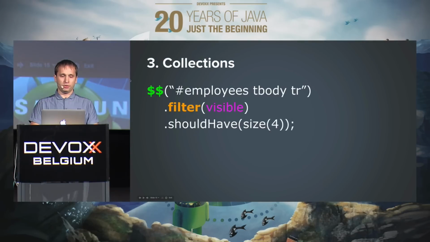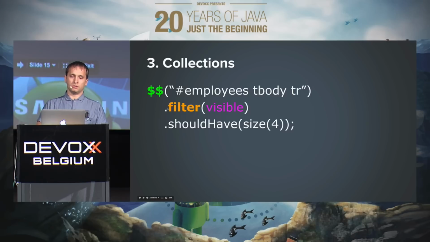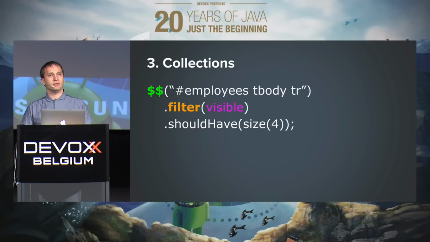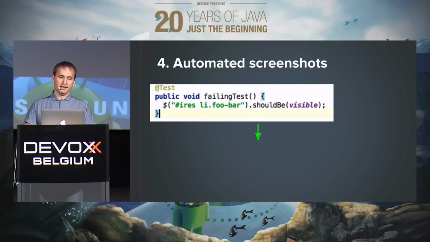And probably you could see that Selenide suggests using chaining. You can put dot should be, dot should have, and dot filter, and so on. So you can chain methods a lot. It's quite usable for writing readable tests.